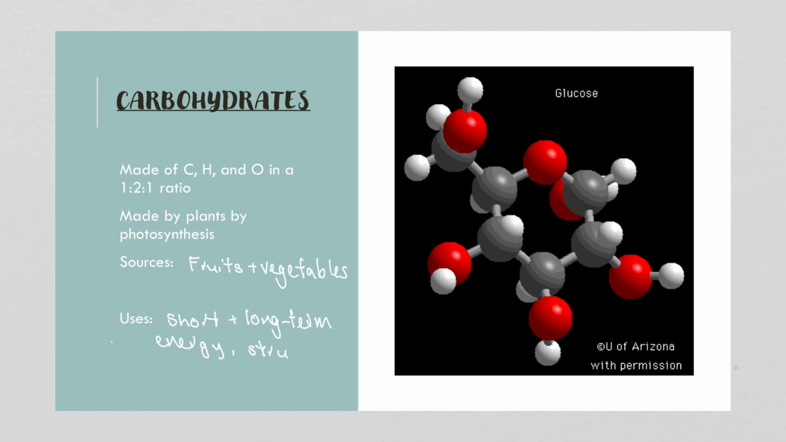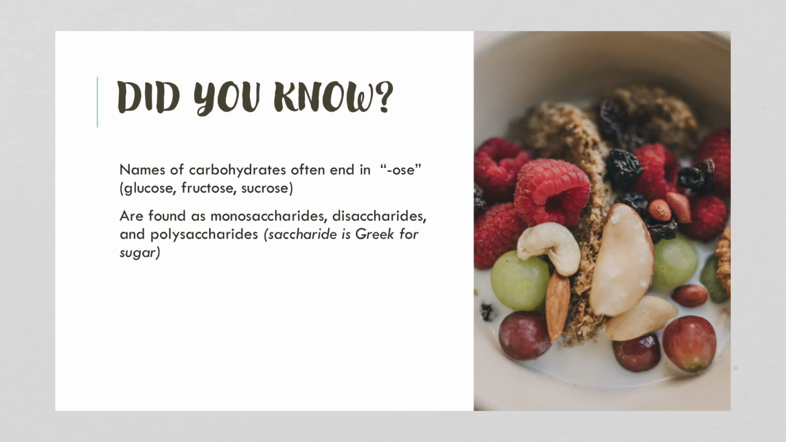So in plants, cellulose is a structural carbohydrate. Its job is to form the cell wall and to keep rigidity to the cell. So a couple of fun facts about carbohydrates. The names of carbohydrates often end in OSE, so glucose, fructose, sucrose. So if you see OSE in a food label, you know that that's a carbohydrate. And they're found in the form of monosaccharides, disaccharides, and polysaccharides. And the word saccharide is Greek for sugar.